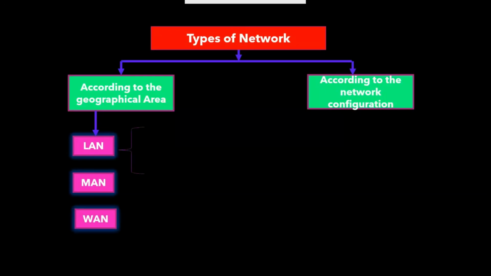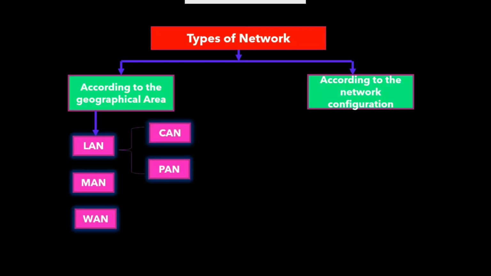And we can also categorize LAN into two categories. Number one is CAN, campus area network, and then the PAN, personal area network. We will also describe these topics, LAN, MAN, WAN, and the difference between them. But for now, these are the types.